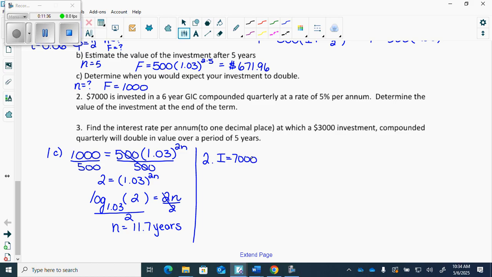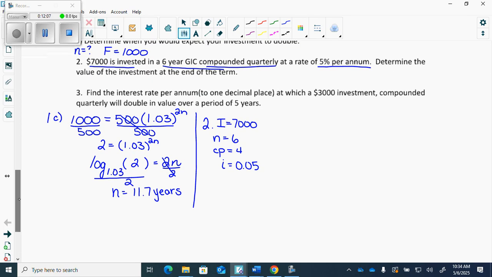Okay, then 6-year GIC. What's that? N is 6. Compounded quarterly. What's that? CP equals 4. A rate of 5% per annum. What's that? Little I is 0.05. You can always take the number and divide it by 100. Right? Determine the value of the investment at the end of the term. What are they asking us to find? The final, the F.